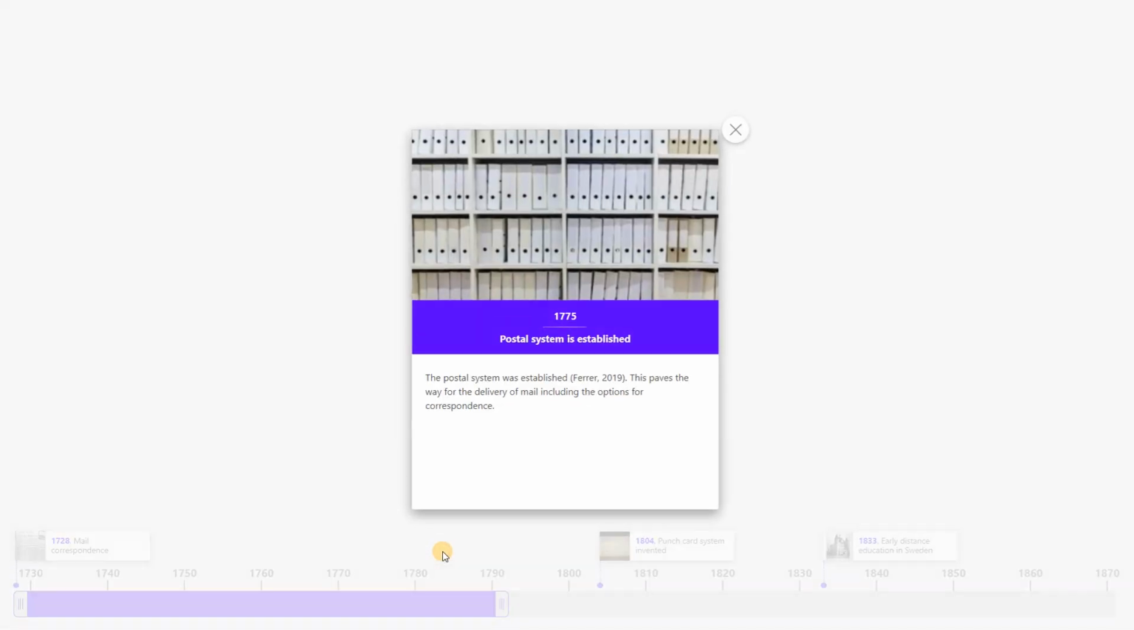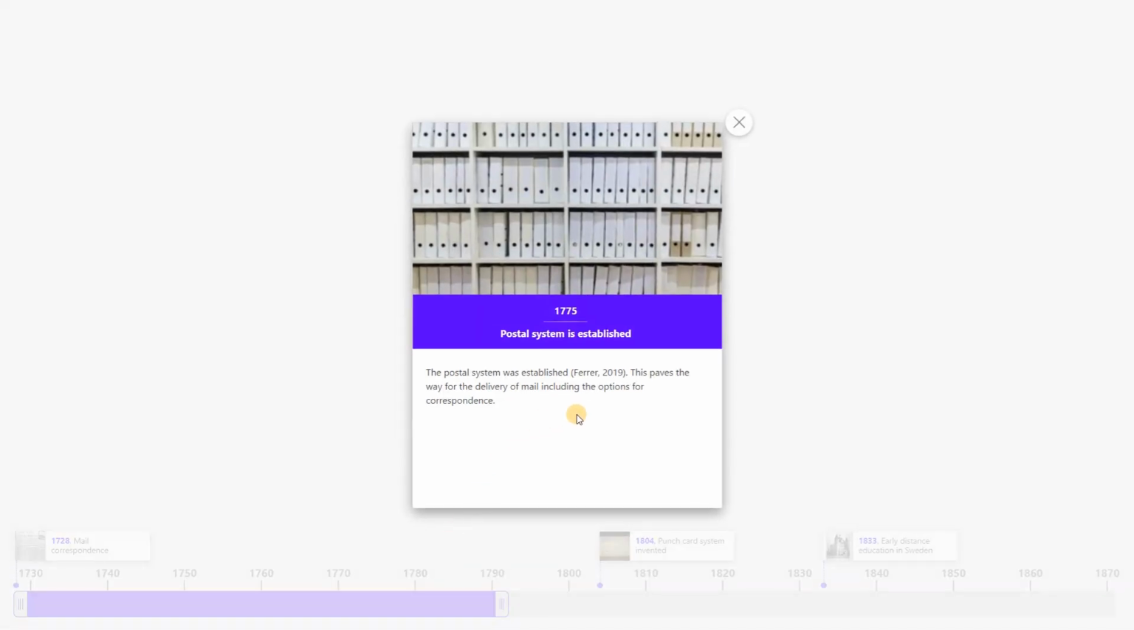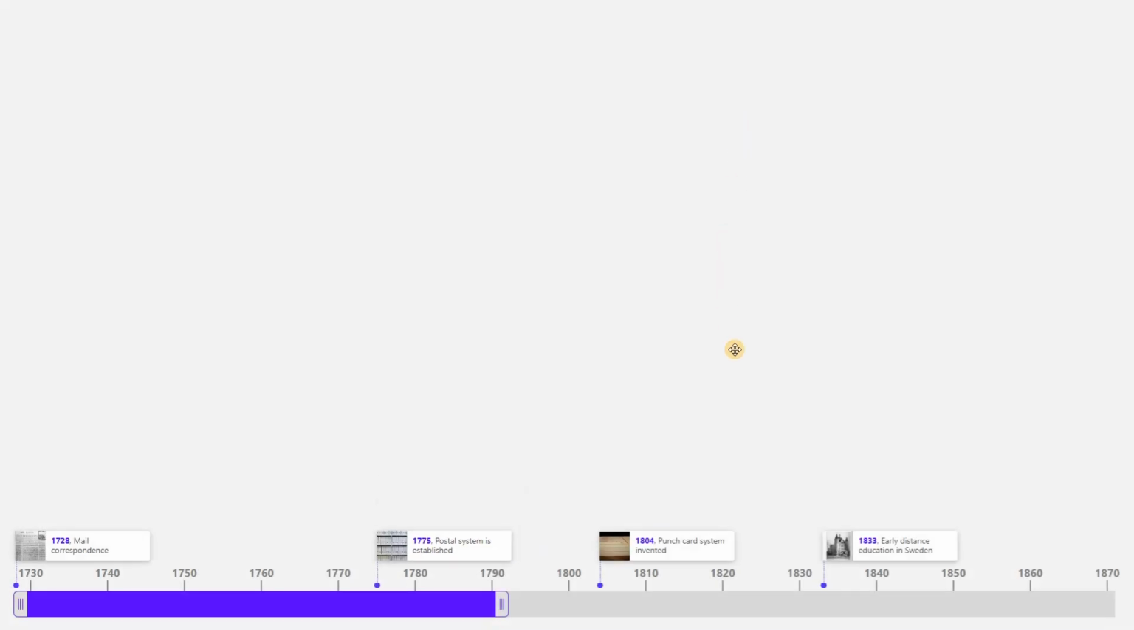Then, in 1775, significant progress was made with the establishment of the postal system. This may seem ordinary today, but at the time it was revolutionary. A reliable network for delivering letters allowed for the further development of correspondence education. Communication between students and teachers became faster, making learning more efficient.